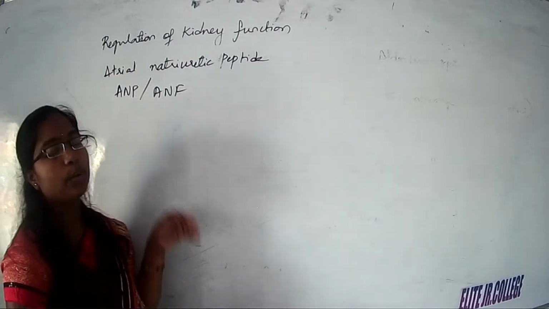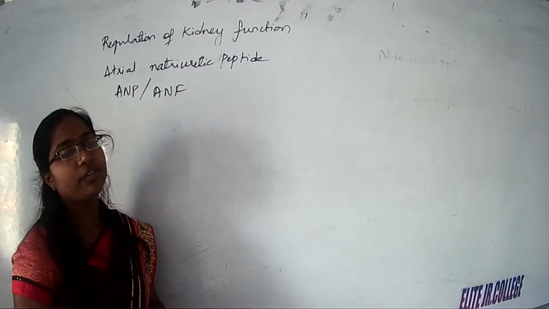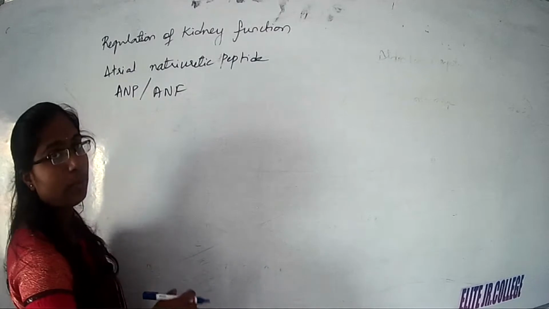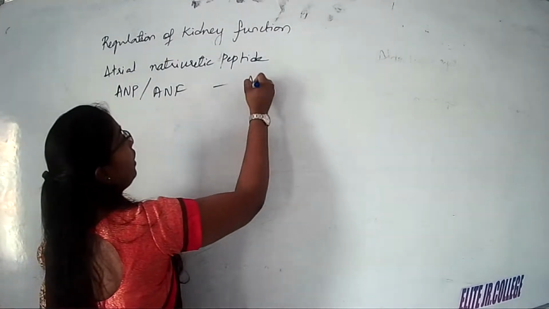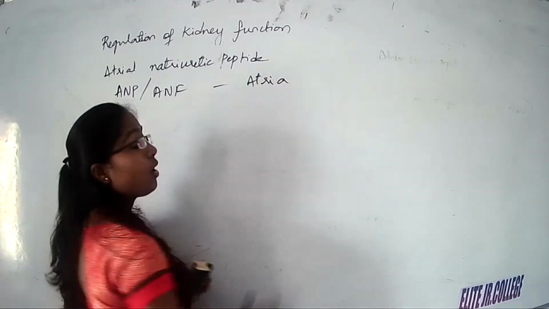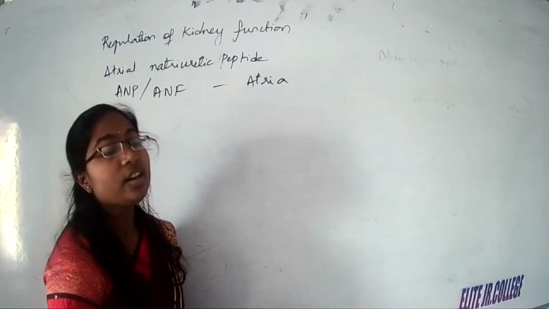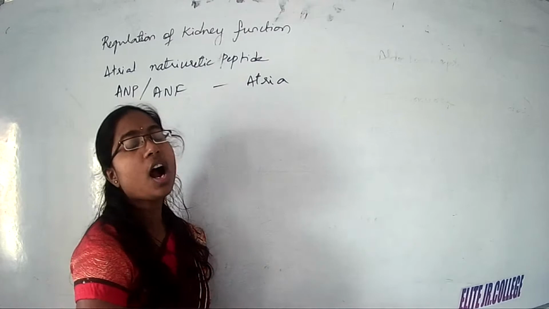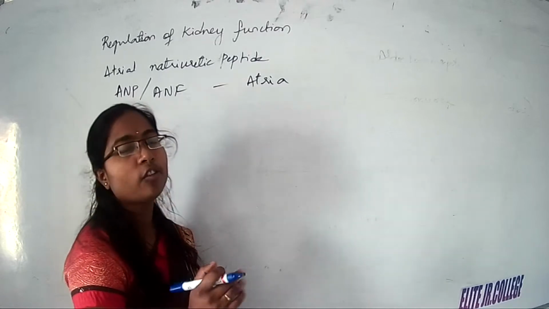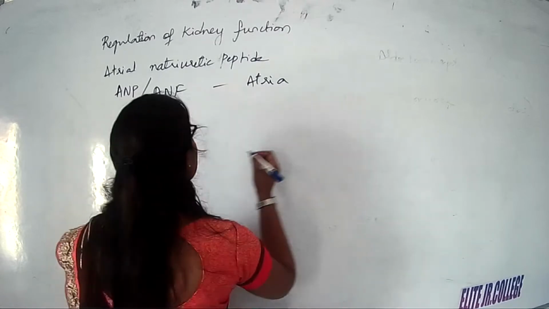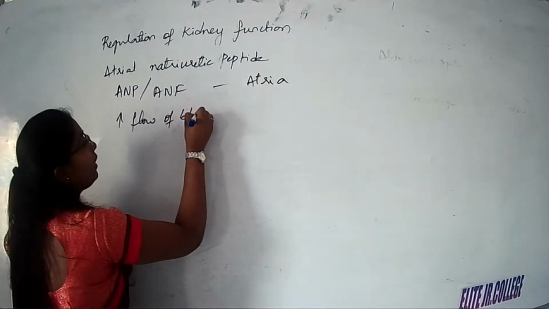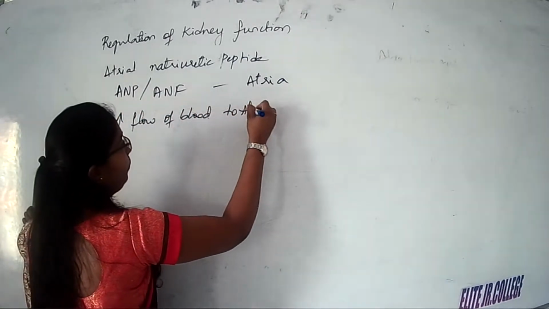This atrial natriuretic peptide, or atrial natriuretic factor, is produced by the atria of the heart. When is it produced? Whenever there is an increased flow of blood into the atria.